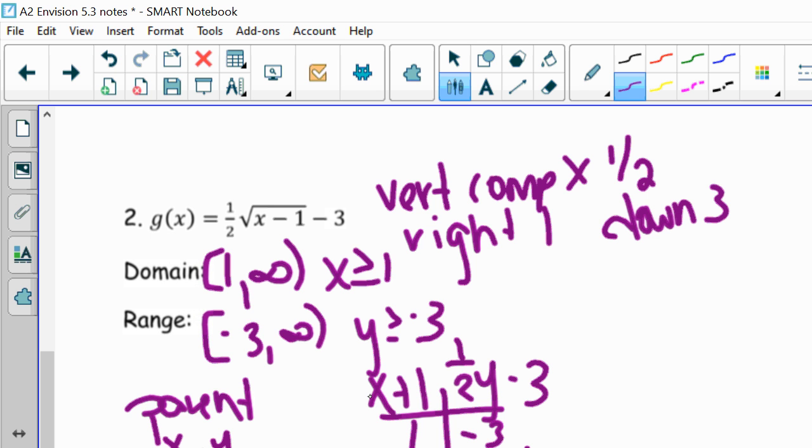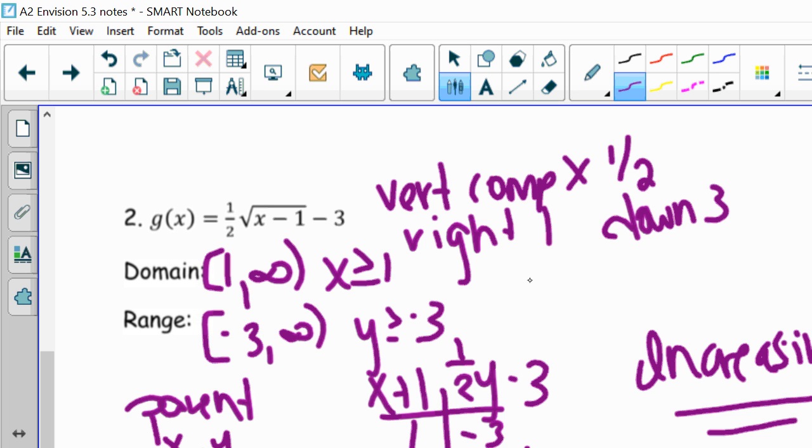So over 1, down 3. Over 2, down 2.5. Over 5, down 2. So it's 2.5 right there. Over 10, down 1.5. So our graph looks something like this. And again, I can see that it is increasing again.